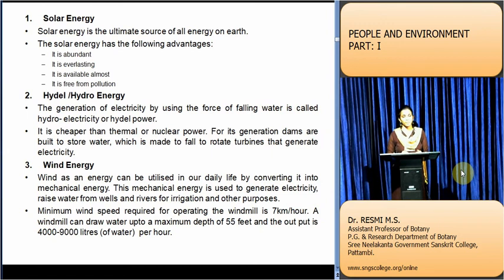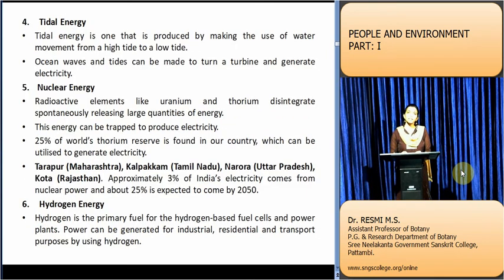We have to know that the minimum wind speed required for producing wind energy is 7 km per hour. A windmill can draw water up to a maximum depth of 55 feet, and the output is 4,000 to 9,000 liters per hour. Then comes tidal energy. Tidal energy is produced by making use of water movement from high tide to low tide. Ocean waves and tides are commonly used to run turbines and generate electricity.